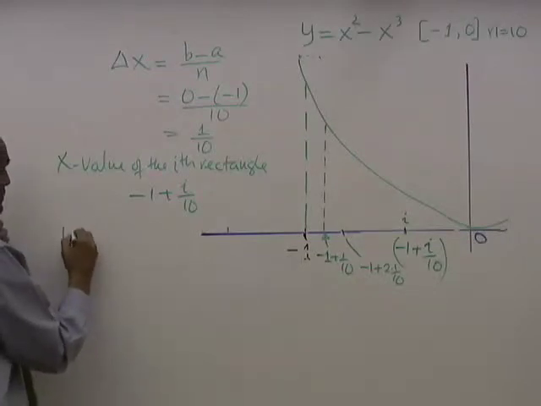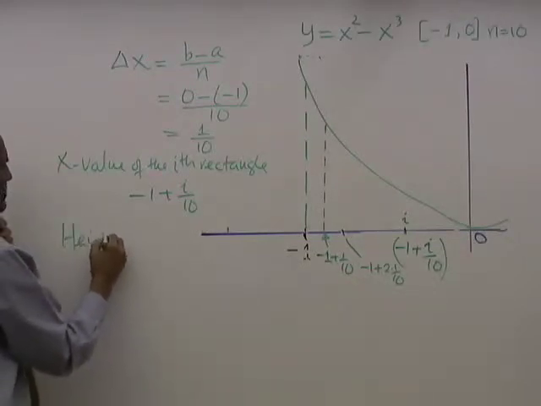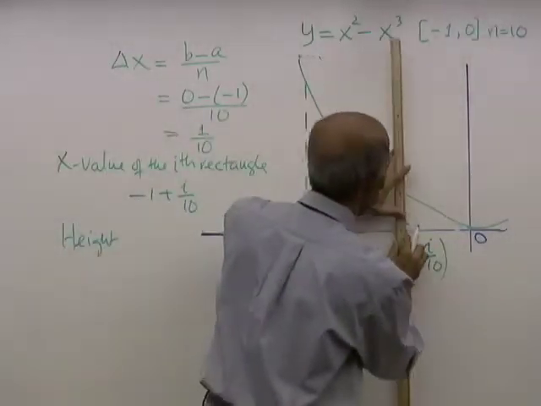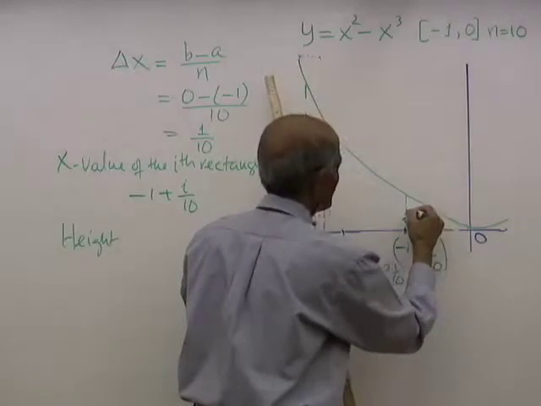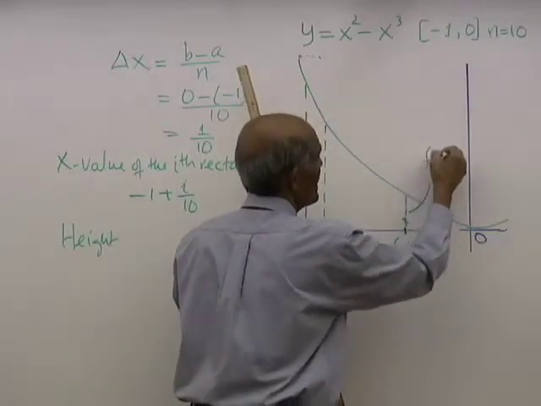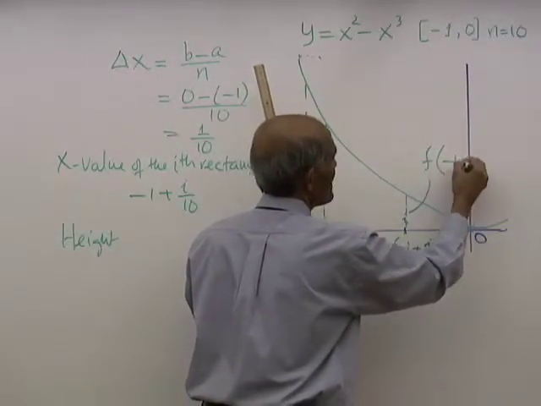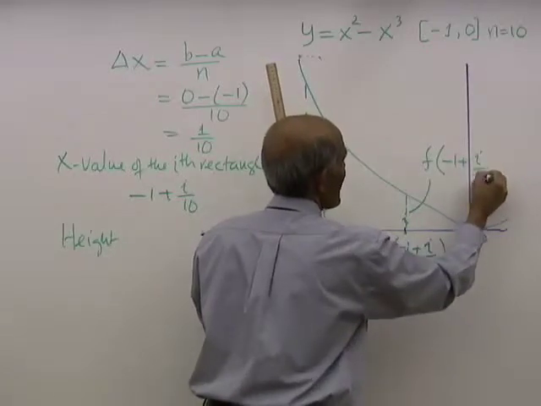Therefore, what is the height? What is the height of the ith rectangle? That height will be f of -1 plus i over 10.